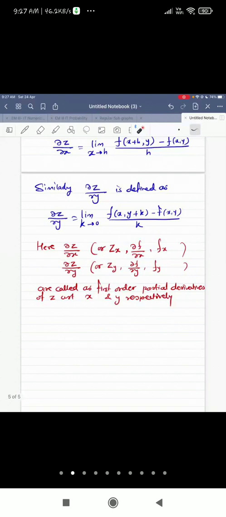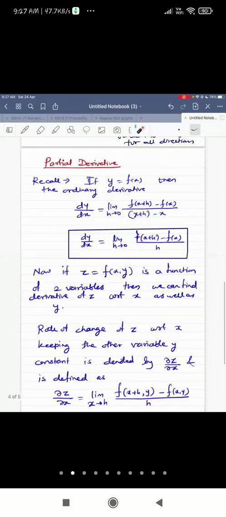Now, here also in ∂z/∂y, you can write limit h tending to 0 of f of x comma y plus h minus f of x y. No problem. But just to distinguish between the two, I have taken the h variable as the increment in x and the k variable for the increment in y. Okay, that is just a part of notation. There is nothing else. Okay, now let us see what is the geometrical interpretation.